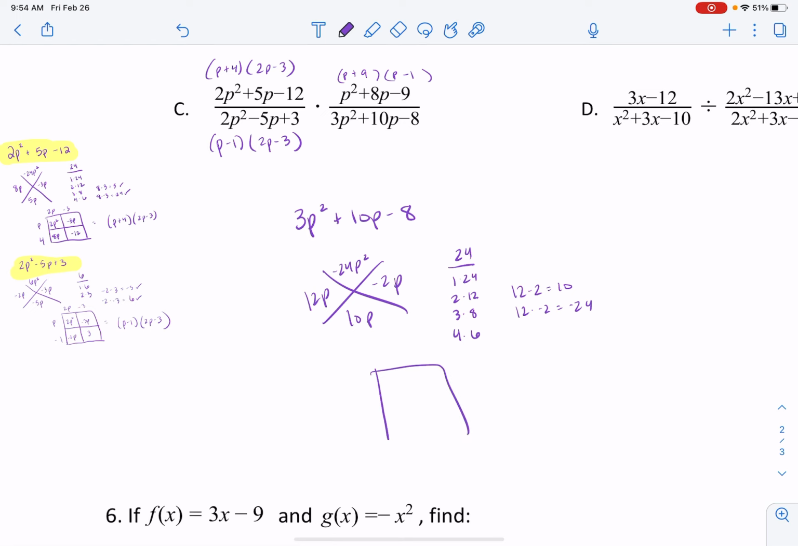Making my box. 3p squared goes here, negative 8 goes here, and 12p and negative 2p. So I'll take out a p. 3p times 4 would give me 12p. So I'm left with p plus 4 times 3p minus 2. So I'll go ahead and write that up here.